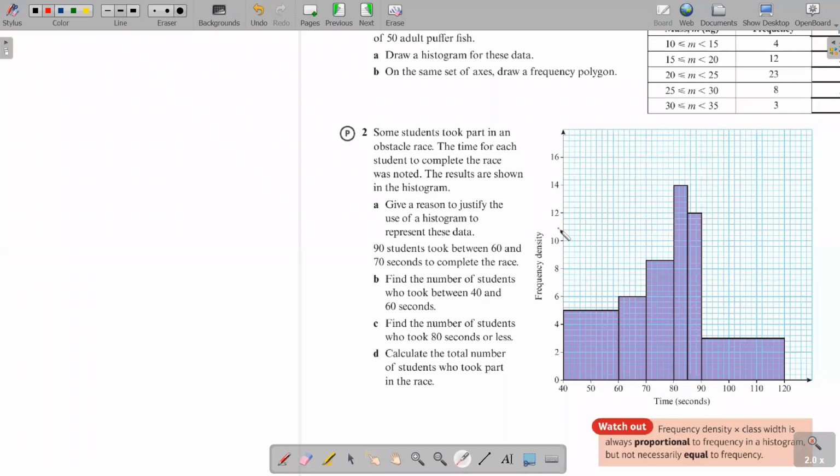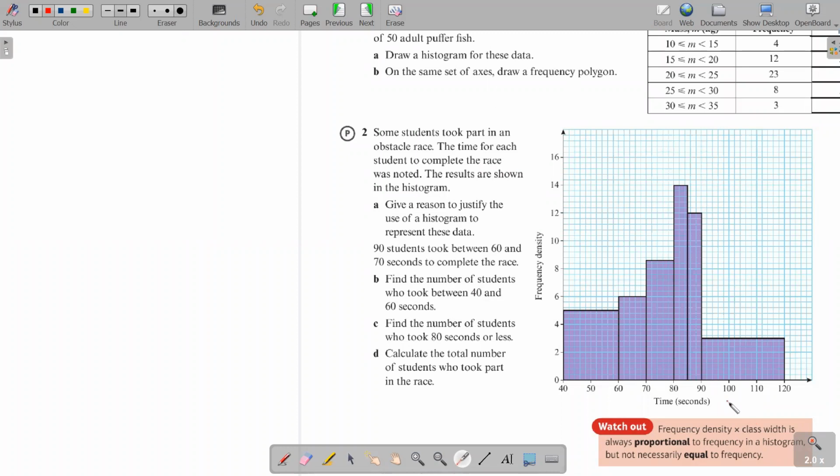What are we plotting once again? We are plotting the time for each student to complete the race. That's what we are plotting. The main variable here is the time. The time is on the x-axis. So what is the reason that we can go for a histogram here?